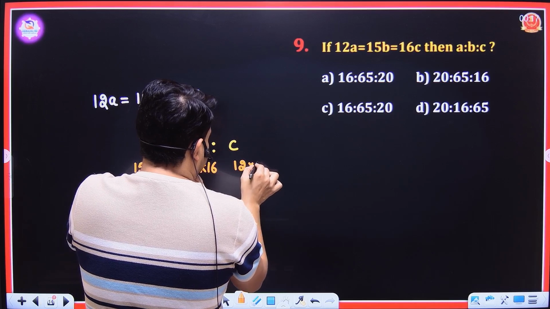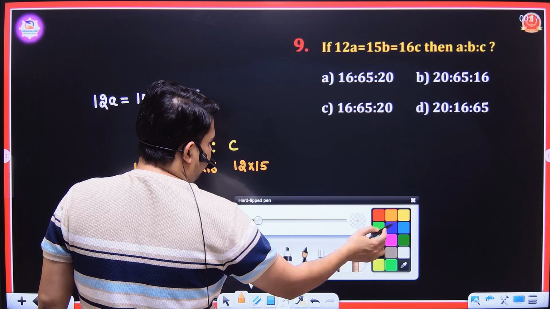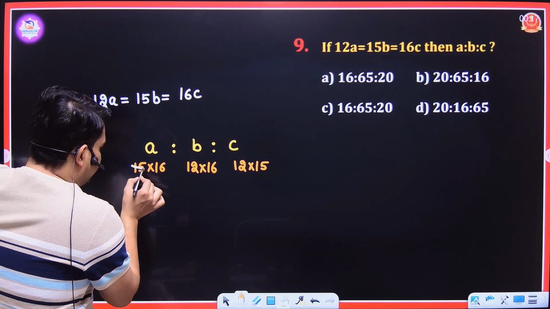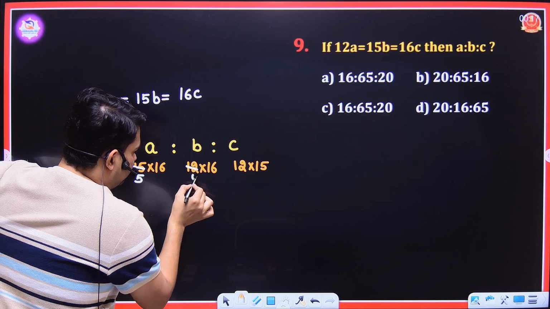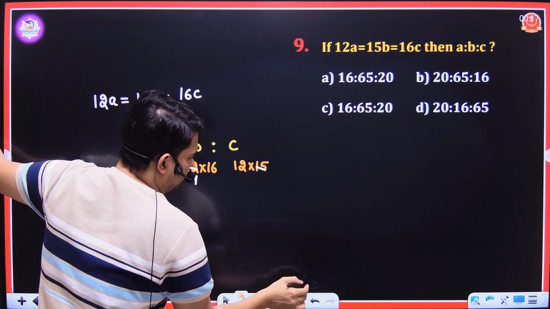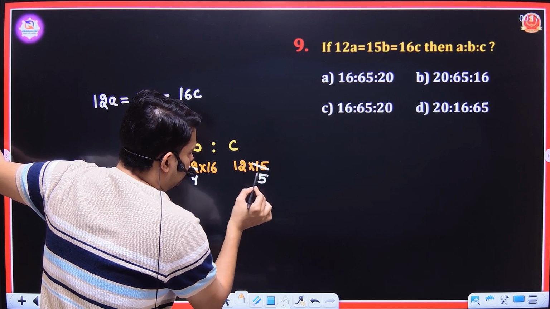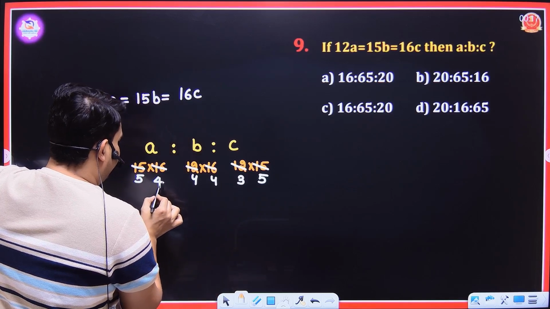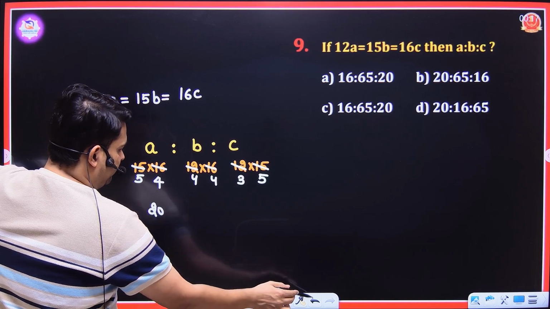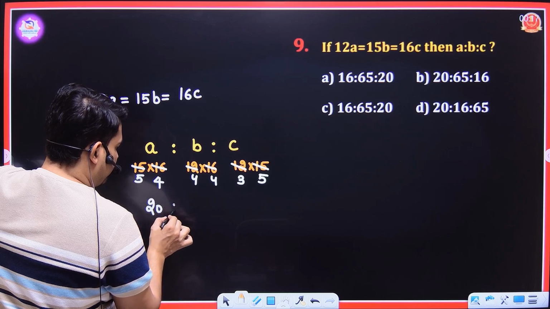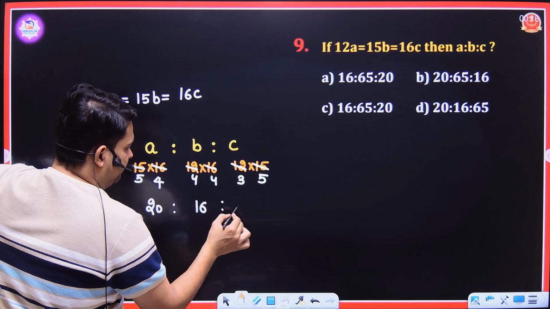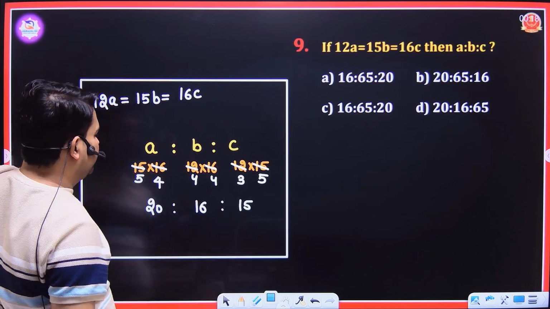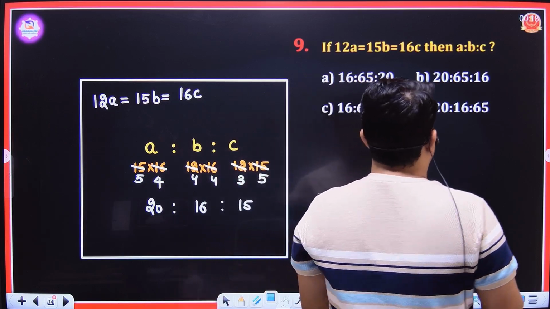First of all, can they be divided by a common number? Of course. 3 fours are 12 and 3 fives are 15, 4 threes are 12, 4 fours are 16. So we divide by common factors: 4 fives are 20, 4 fours are 16, 5 threes are 15. See how simple this question was. 20 ratio 16 ratio 15.